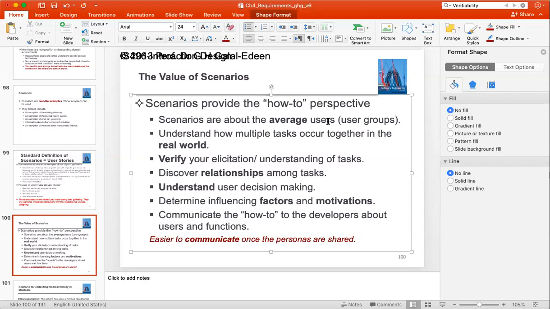They help you understand how multiple tasks occur together in the real world. They also help you verify your elicitation and understanding of tasks. They help you discover relationships among tasks, maybe precedences and dependencies. They help you understand user decision making. They help you determine factors and motivations and concerns and issues, pain points, as I said earlier, that are influencing the use of your system. Sometimes this is really important.